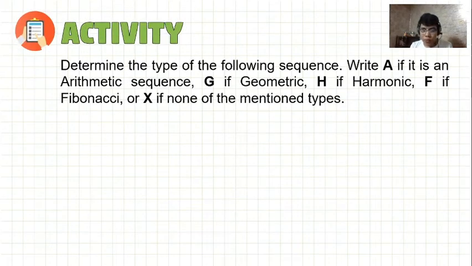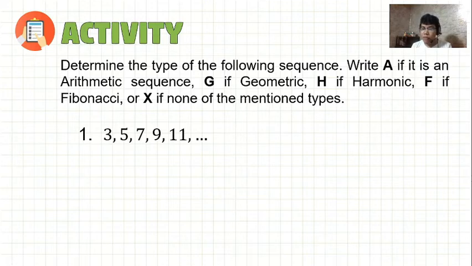Determine the type of the following sequence. Write A if it is an arithmetic sequence, G if geometric, H if harmonic, F if Fibonacci, and X if none of the mentioned types. Okay, so ganun lang yung gagawin natin. We will determine the type of the sequence given. Number 1, we have 3, 5, 7, 9, and 11. What is the type of this sequence? Now, if your answer is A, okay, that is correct. So this is an arithmetic sequence. The common difference is actually 2. Okay, so this is very easy.